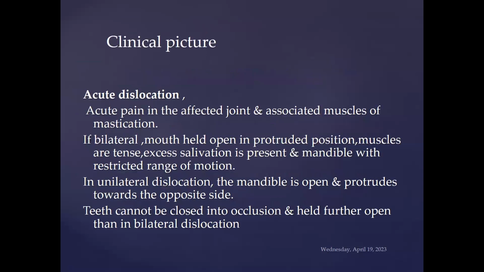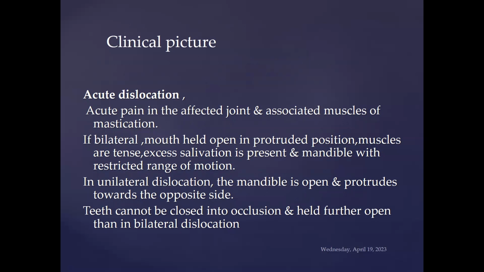Coming to the clinical picture, how does it look? Acute dislocation, any person knows that anything acute will be painful, right? So there is acute pain in the affected joint and associated muscles of mastication. If it is bilateral, the mouth is held open, and the patient will have an anterior open bite with the mandible in a protruded position. Muscles are tense, excessive salivation will be present, and the mandible has a restricted range of motion.